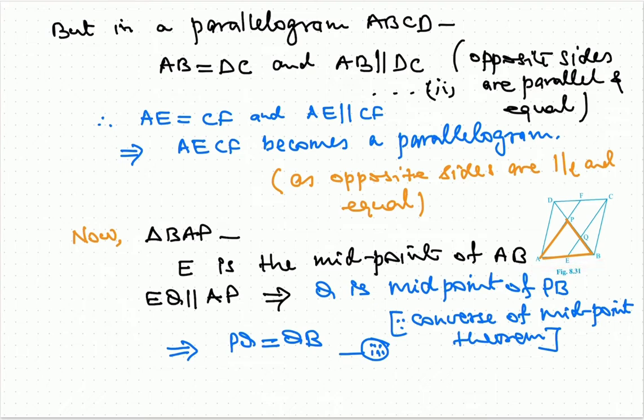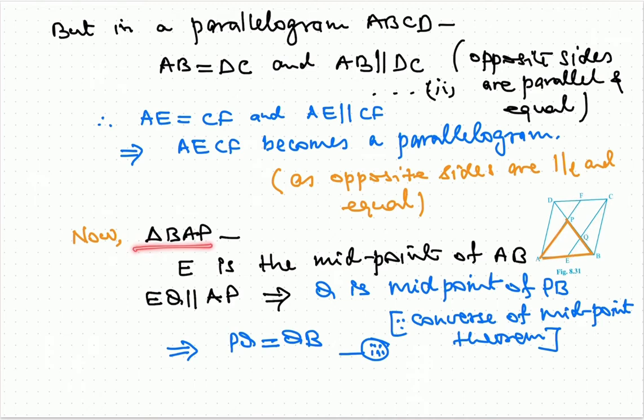So we can say that AE is equal to FC and AE is also parallel to FC. This implies that AECF becomes a parallelogram, because in a quadrilateral, if two sides are equal and parallel to each other, it is a parallelogram. So we got that AECF is a parallelogram.